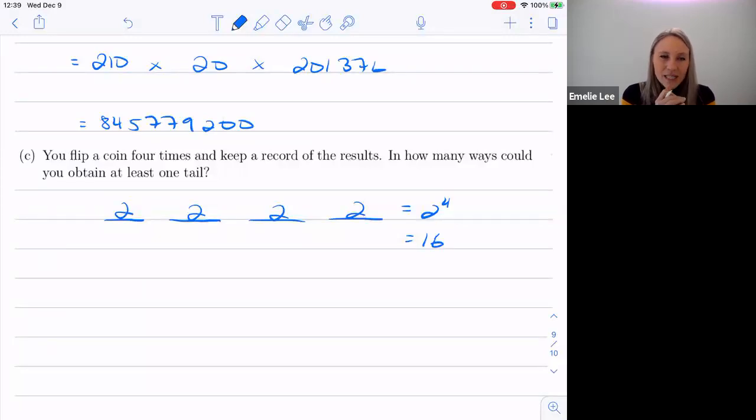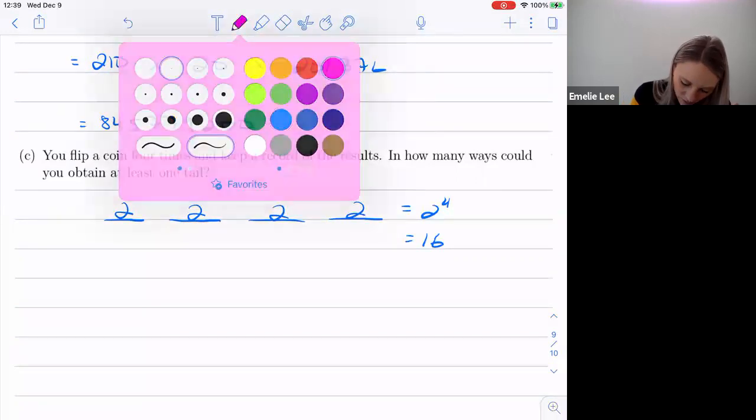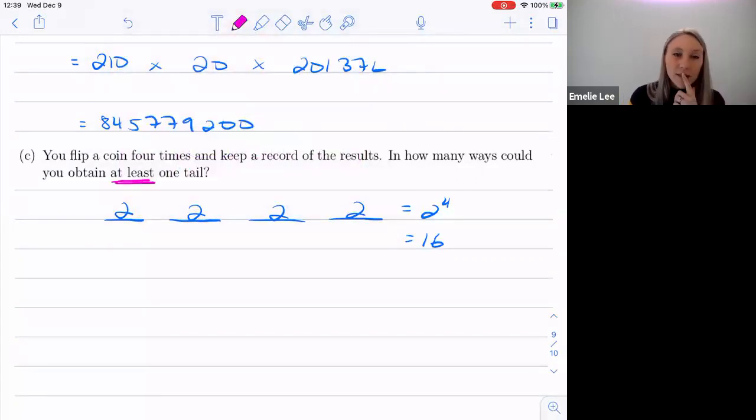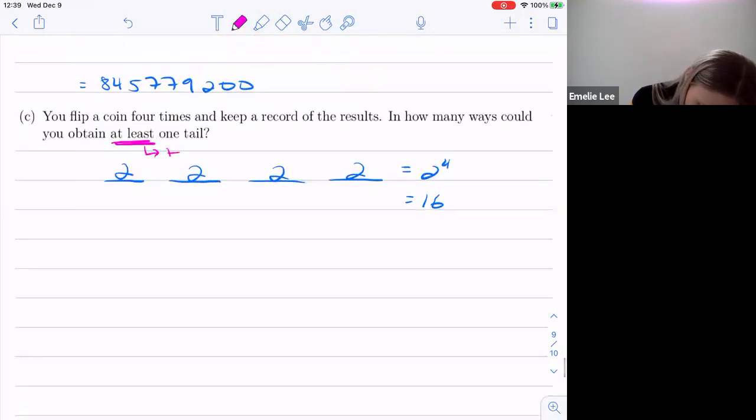Now I have to have at least 1 tail. Yeah, so this is at least 1. The easiest way to do that is to take away the options that don't satisfy the at least condition, right? So take away all combinations with no tails.